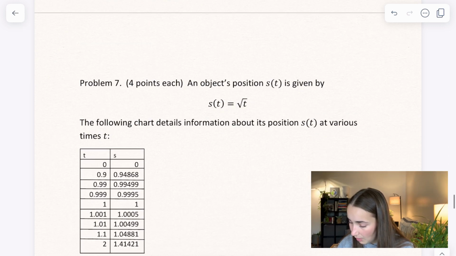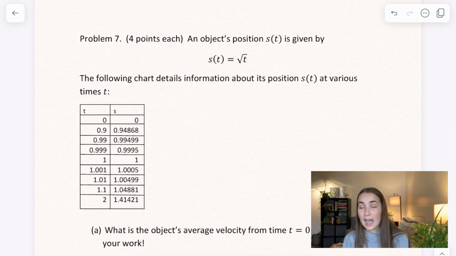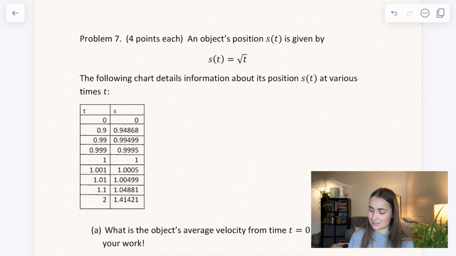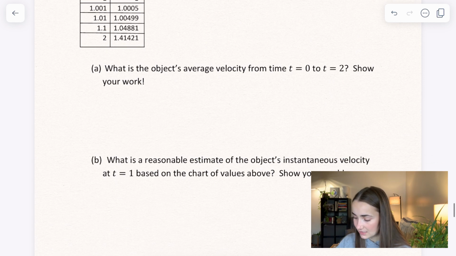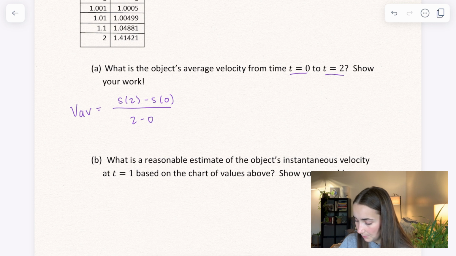Okay, so we have another problem here. We're going to talk about average and instantaneous velocity. So here we're given a chart. We're given the position function s of t equals the square root of t. And first we want to find the object's average velocity from t equals 0 to t equals 2. If we remember how to find average velocity, we take our function s of 2 minus s of 0, and that's going to be over 2 minus 0.